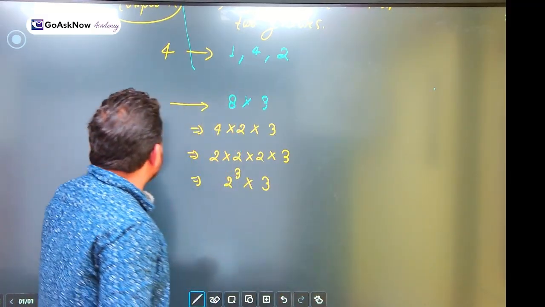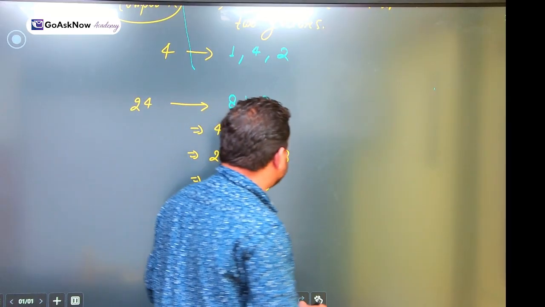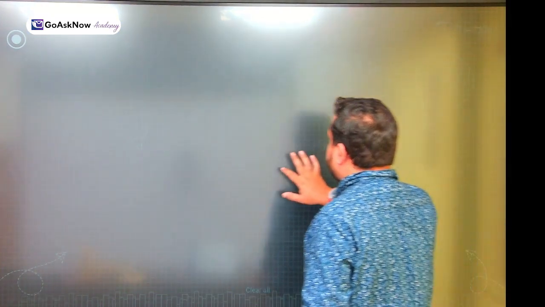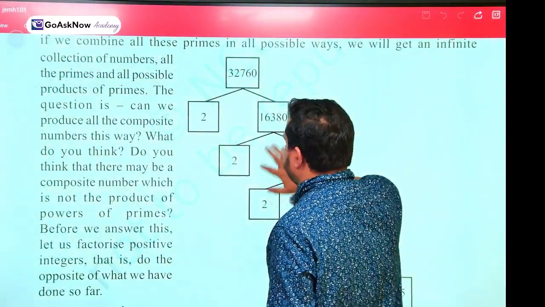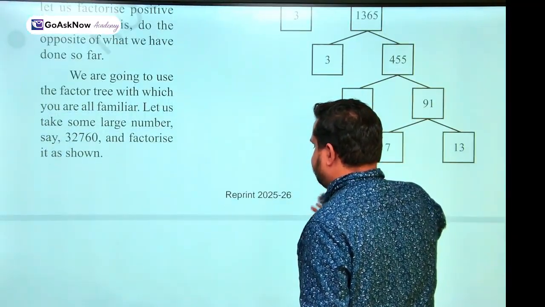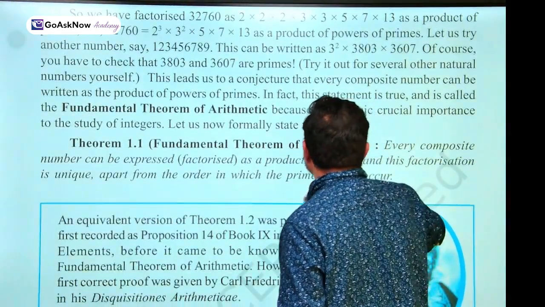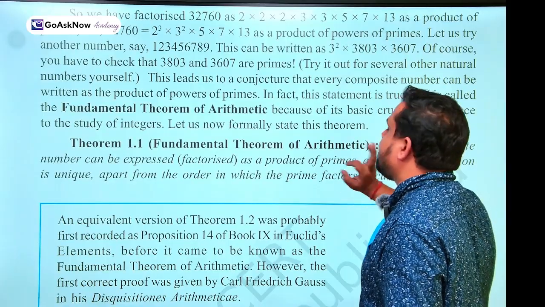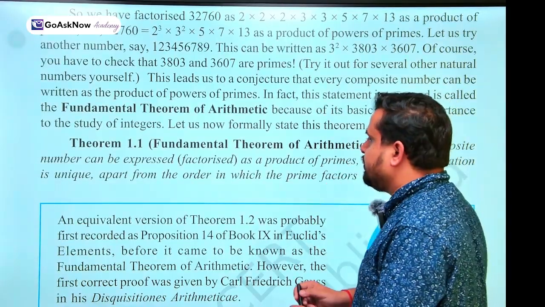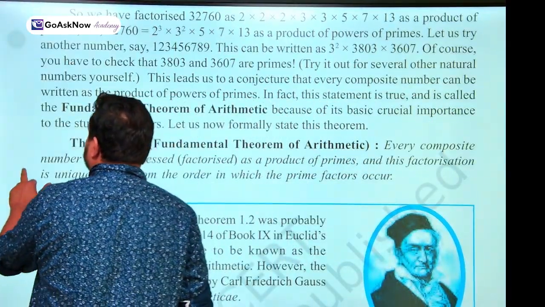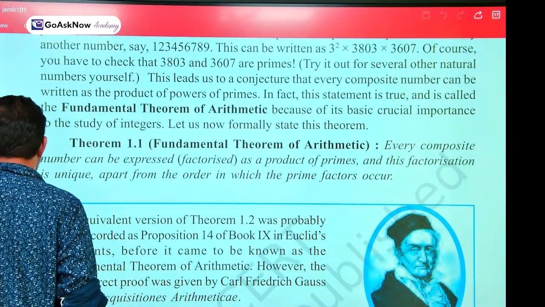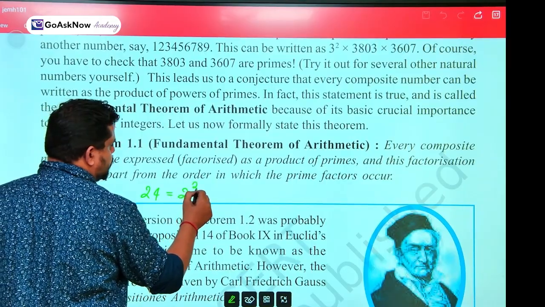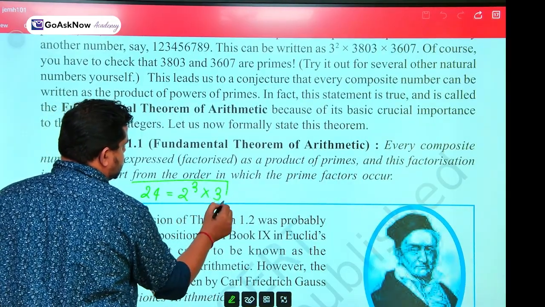So here we have written a composite number as a product of primes, as they have said in the definition. We will study it once again. Every composite number can be expressed as a product of primes. Okay, so 24, what have we written? We have written 24 as 2 cube into 3.